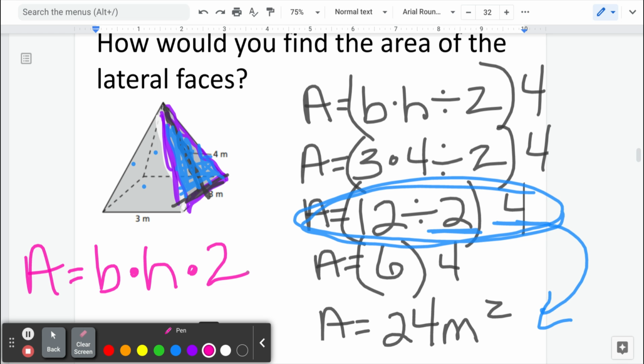Cutting something in half and then quadrupling it is the same as just doubling it. The divide by 2 and then times by 4 kind of simplify down. So really I could have done my base, which is 3, times my height, which is 4, times 2. And that would have gotten me right to my answer of 24 meters squared.